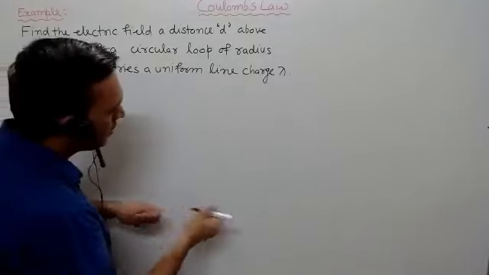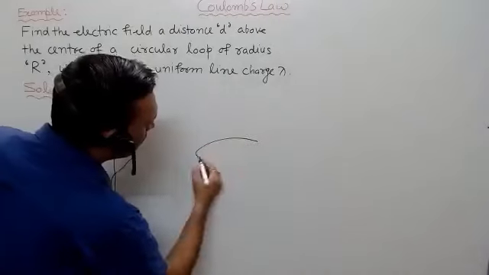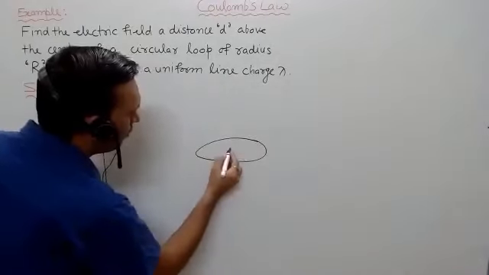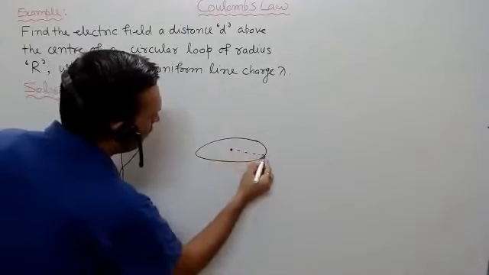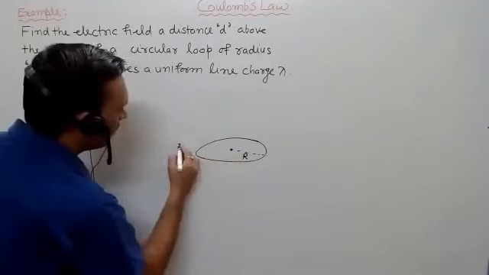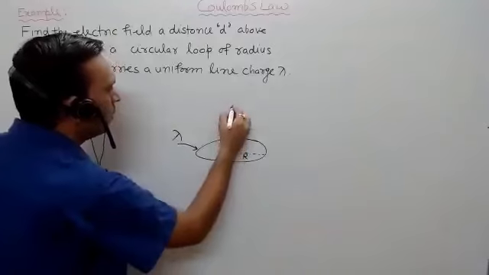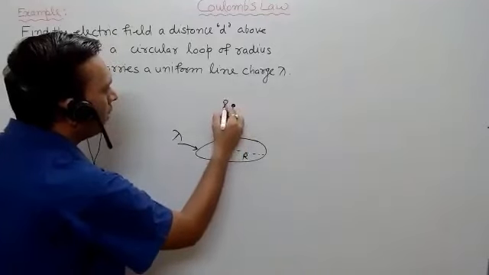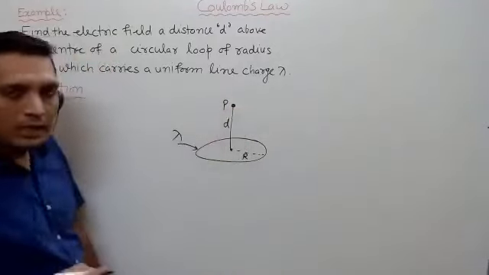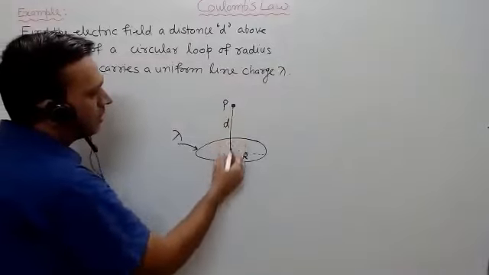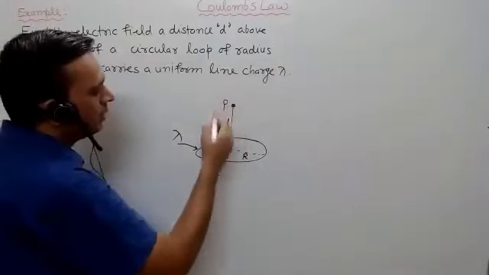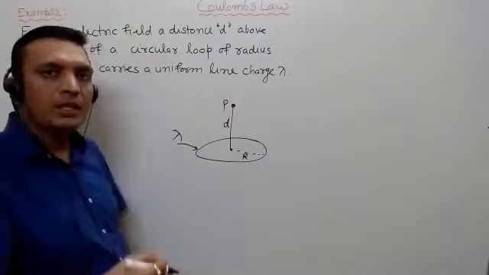So in this case, consider a circular loop of radius R and its charge per unit length is lambda. And you have to find the electric field d distance above the center of the circular loop.